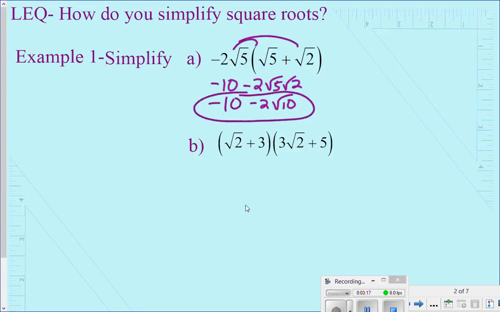Next, 2 binomials being multiplied. We know either first, outer, inner, last, or make a generic rectangle. So first, 3 times root 2 times root 2. Root 2 times root 2 is 2. 3 times 2 is 6.